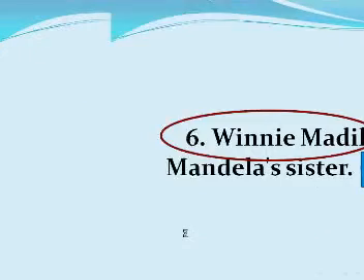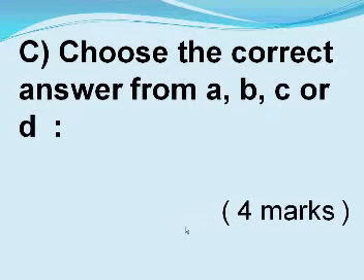Okay. Now we move on to another type of question. We're still doing text one. I'm reminding you we are still trying to answer questions of text one in reading. Choose the correct answer from A, B, C, or D, and you usually have 4 marks, 2 marks for each question.